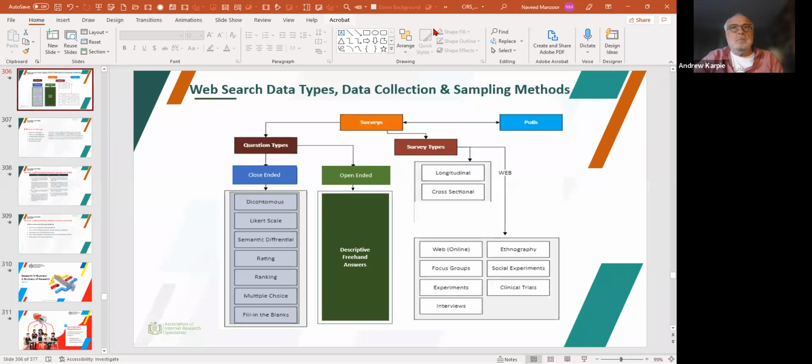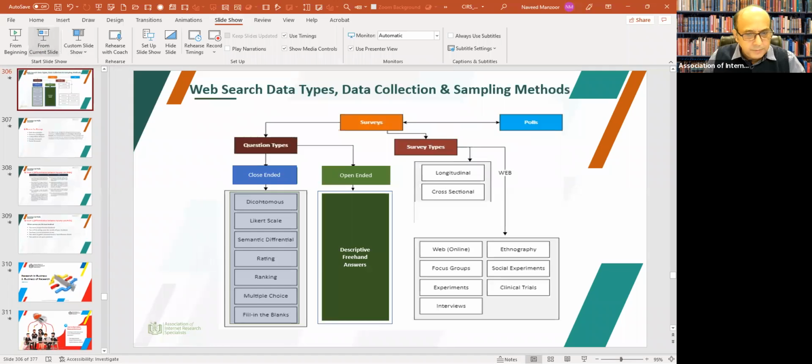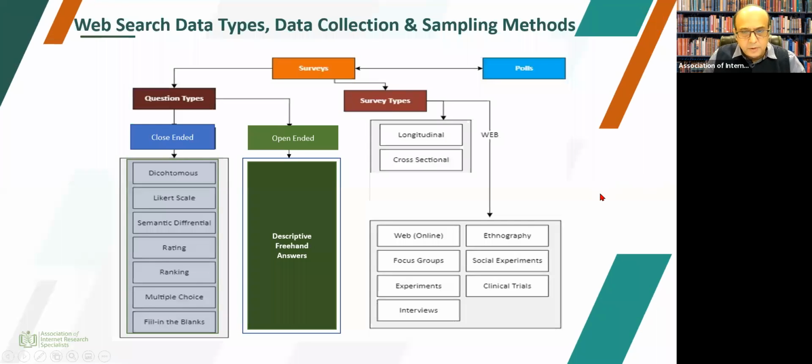Okay, so let's start with the slides right now. I'm going to talk about surveys. There is surveys and then there is polls. We know what the differences are.